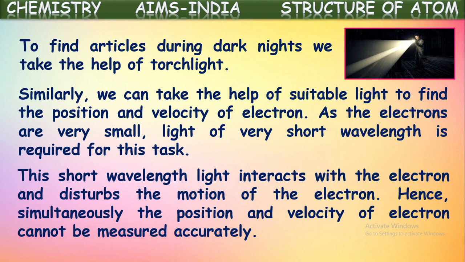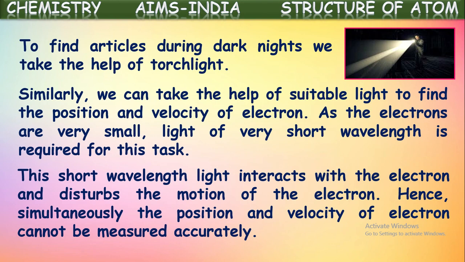The short wavelength light interacts with the electron and disturbs the motion of the electron, and this is one more problem here. The electron is revolving with high velocity around the nucleus. To detect it, if we use light of high frequency or short wavelength, this light will fall on the electron, interact with it and disturb its motion, isn't it? Hence, simultaneously, the position and velocity of an electron cannot be measured accurately. So this is the problem.